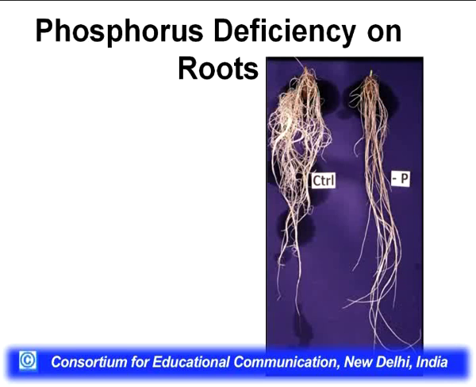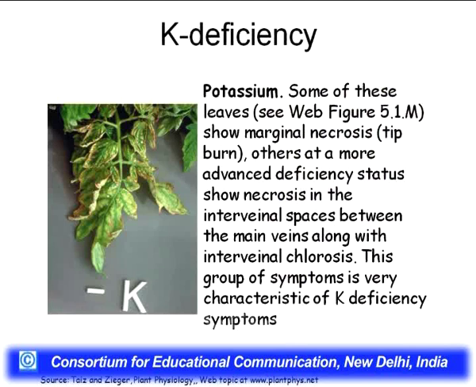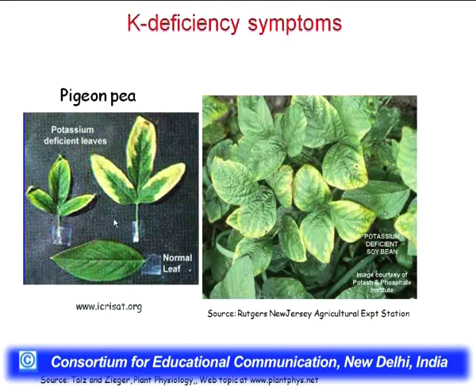Potassium deficiency, you can see here, gives some kind of burning symptoms, and usually it happens at the margins. It is not chlorosis, more like a burning symptom. Potassium and zinc, these two give the burning symptom, but potassium typically has the symptoms mostly in the leaf margins. You can see here, it is a very good example in pigeon pea. This is potassium deficient pigeon pea. You see how the symptoms are shown in the leaf margins.